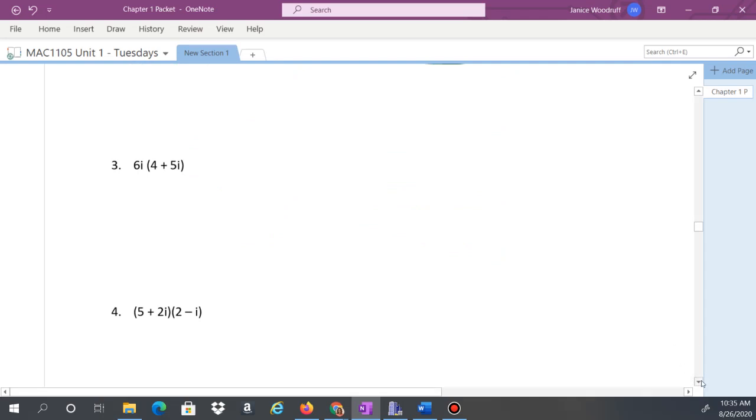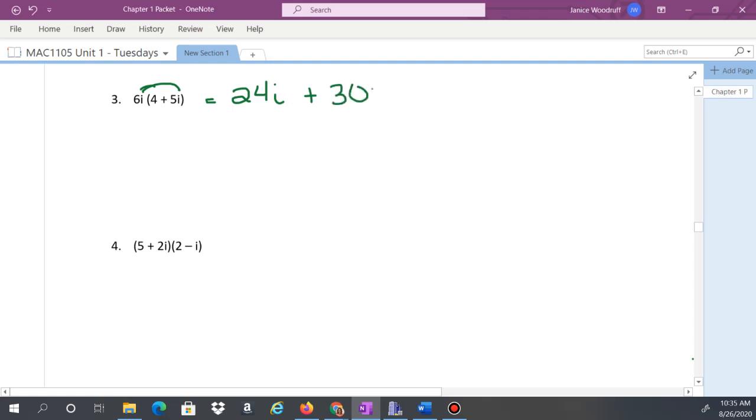All right, on our next problem, we're going to distribute. So what we're going to do here is we're going to go 6i times 4. Okay, that'll give us a 6 times 4, 24i. And then I'm going to go 6i times 5i. And that'll give me a positive 6 times 5 will give me 30. And then i times i will give me i squared.